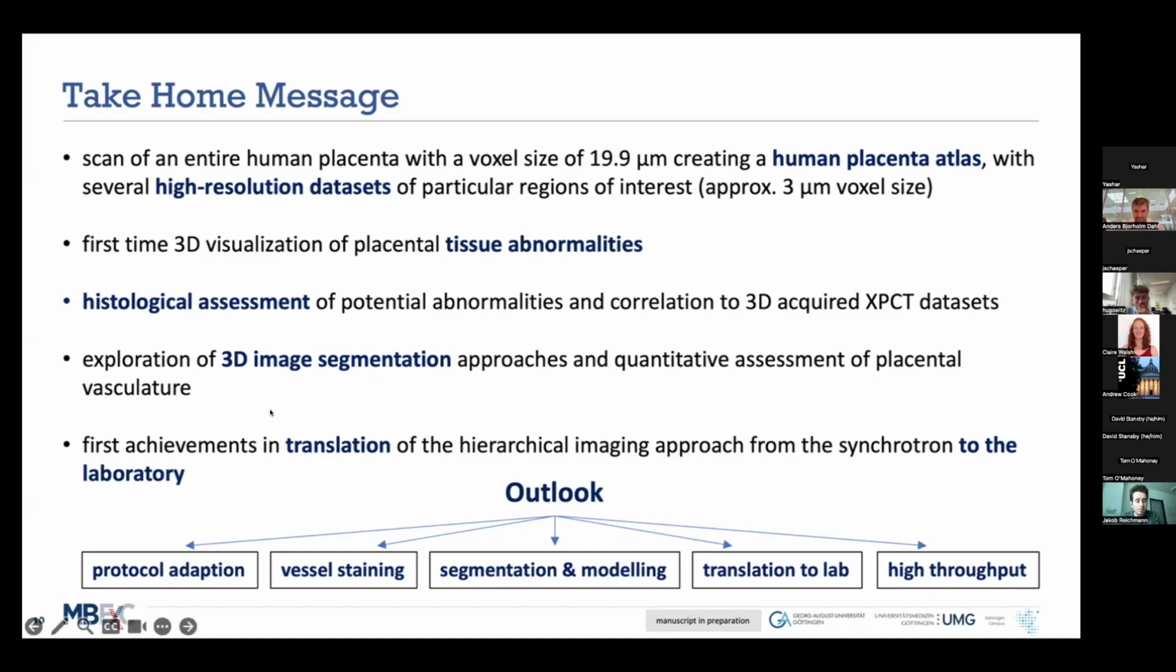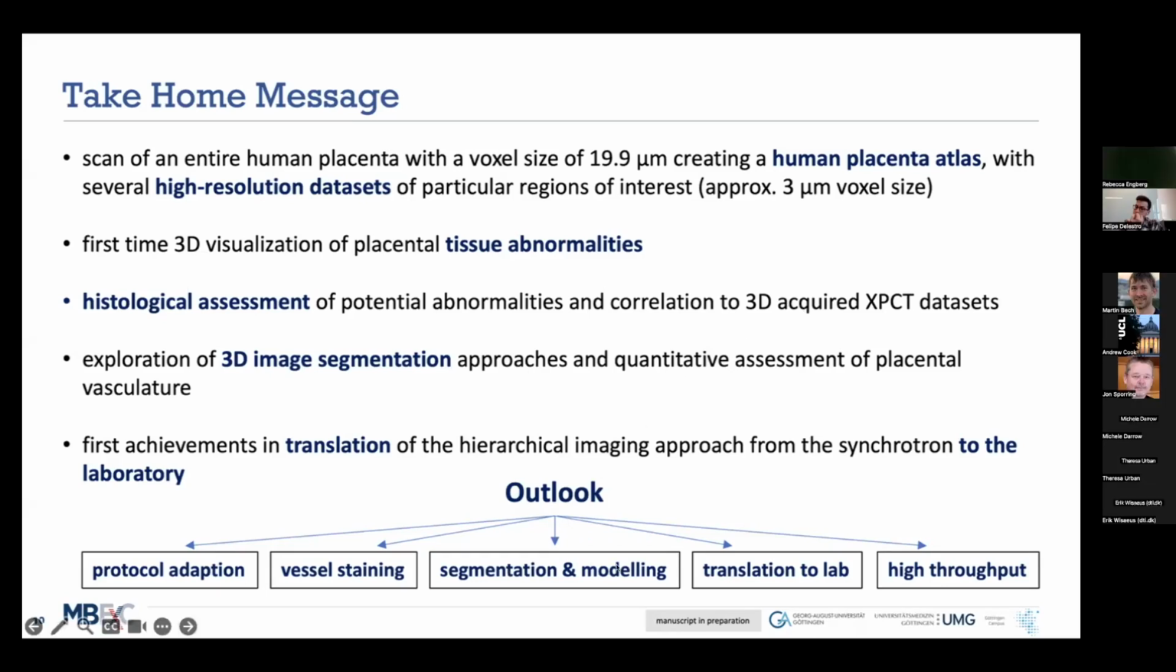For things we are planning right now, firstly, maybe try to adapt the protocol a little bit to shorten the preparation time of the entire preparation, but also try vessel staining, which we're trying right now with our cooperation partners, to basically achieve higher contrast in our vessels by, for example, using iodine solutions or other vessel stains, which proved to be very effective in X-ray microscopy before.